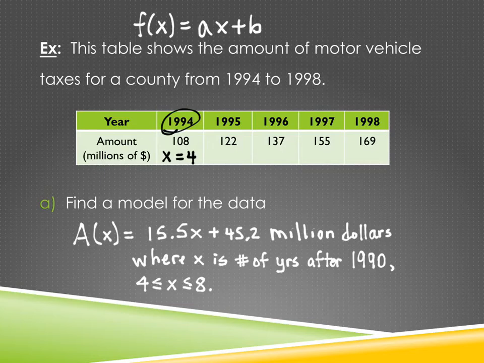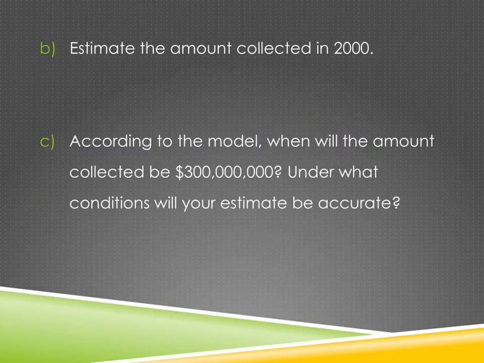If you don't have all the pieces, points have to come off because you can't use the information that you found. So if you leave off the output, it doesn't give people very much information. If you leave off the input, they can't plug a number in. Okay? So all the pieces need to be there. The second question says to estimate the amount collected in 2000. What would we have to do to find the amount collected in the year 2000?